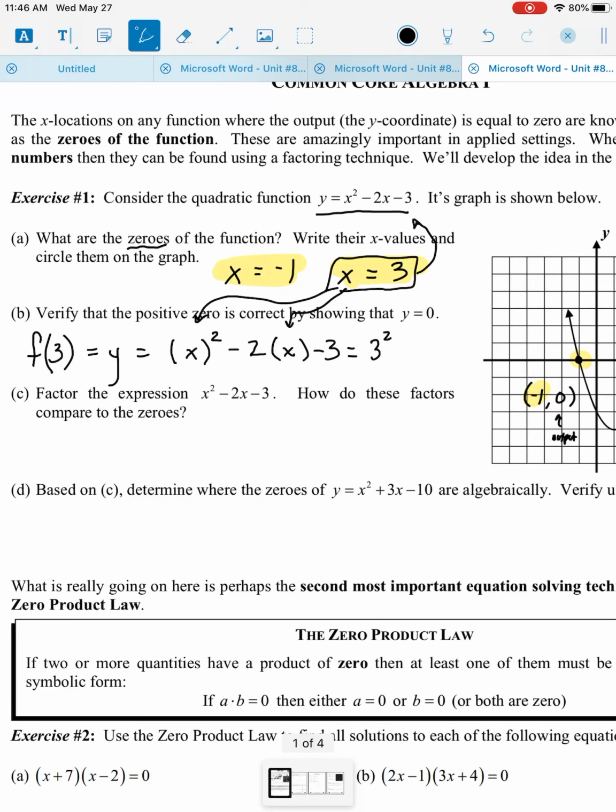3 squared minus 2 times 3 minus 3. And now do some quick math here. We've got 9 minus 6 minus 3, which ultimately is equal to 0. And there it is. Our y value is actually equal to 0. So that point does satisfy our equation. It does show that the output will be 0 when x is equal to 3.